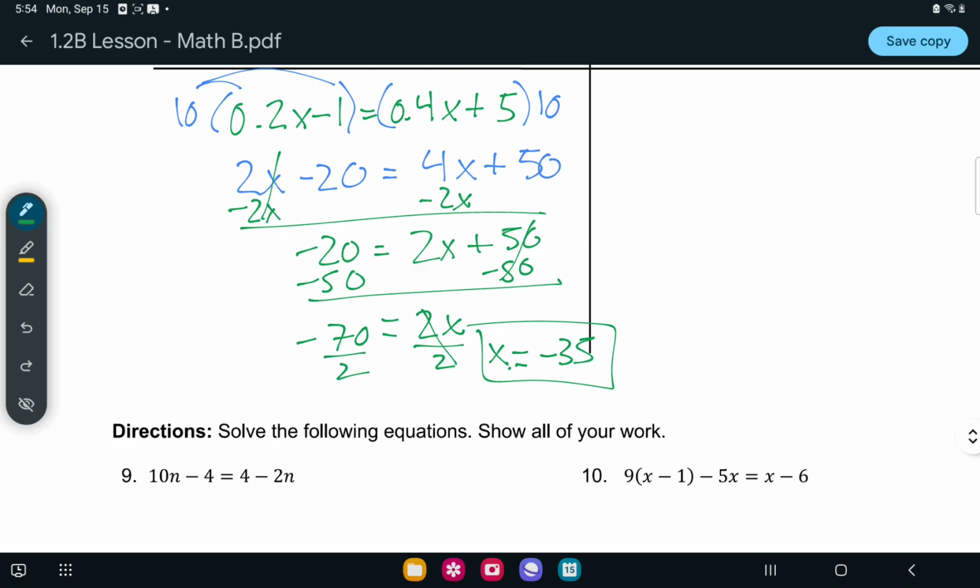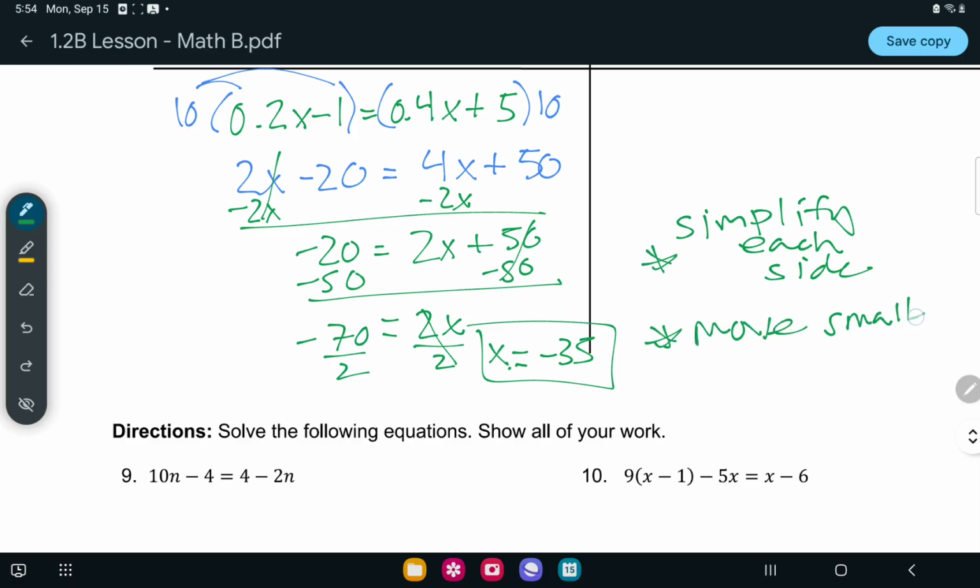Remember, if we're going to go over the steps again, simplify each side first, and then after you simplify each side separately, I want to move the smallest variable. Again, it's not going to be wrong if you don't follow these steps, but there are probably going to be more steps and more chances for mistakes. So go ahead and pause the video here.